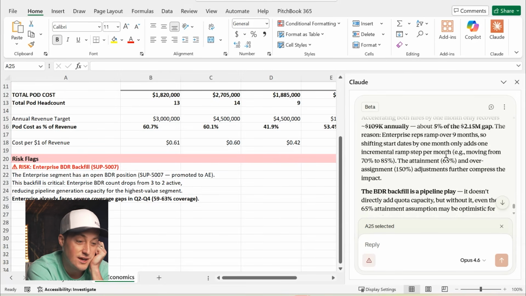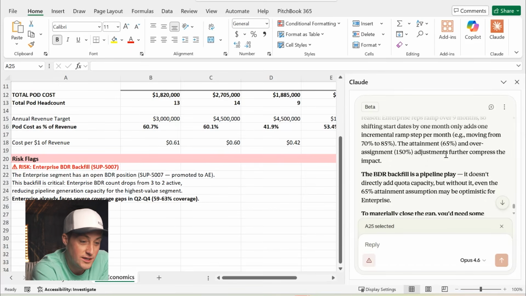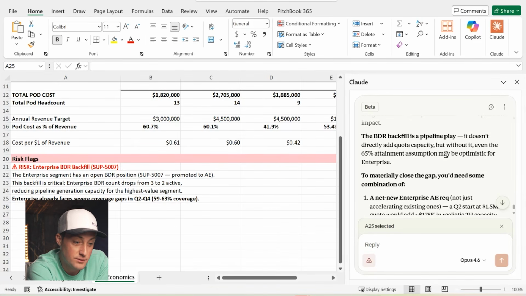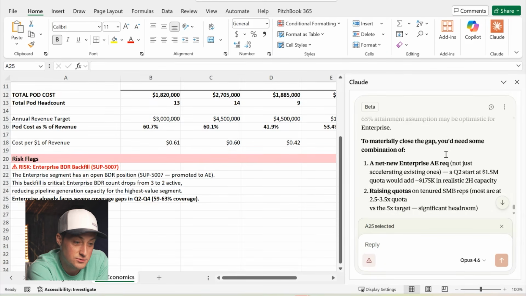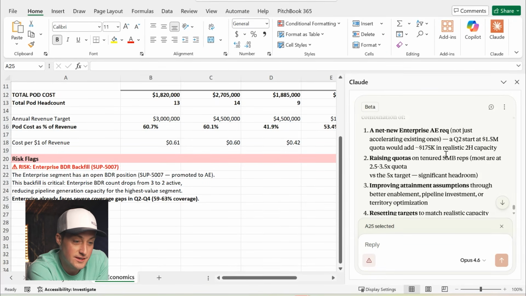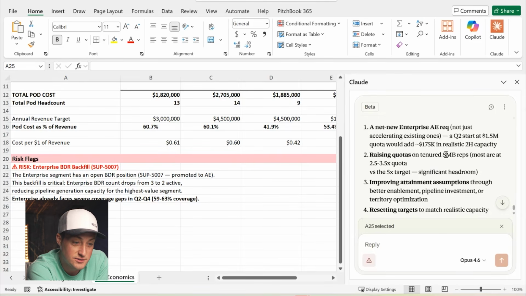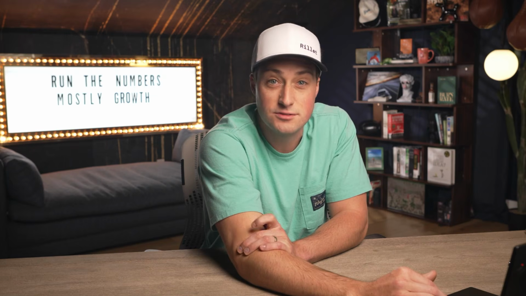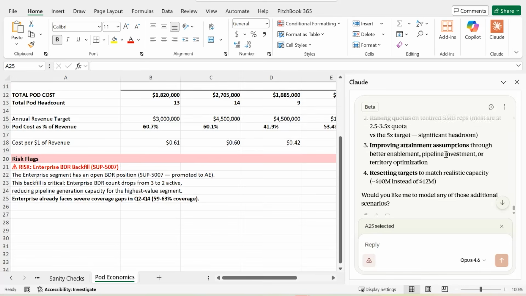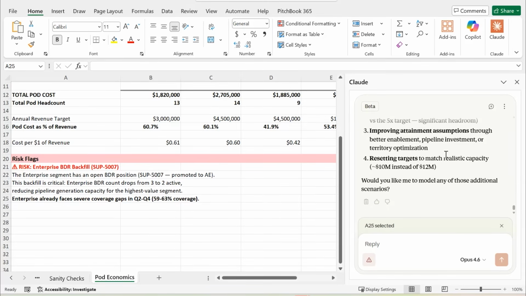Enterprise reps ramp over 9 months, so shifting start dates by 1 month only adds 1 incremental ramp step per month. The BDR backfill is a pipeline play. It doesn't directly add quota. All right, so to materially close the gap, you need some combination of a net new enterprise AE rec, not just accelerating existing ones. I was trying to just save some money by pulling them forward. Raising quotas on tenured SMB reps, improving attainment assumptions through better enablement, resetting targets to match realistic capacity.